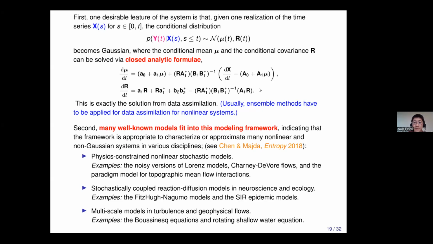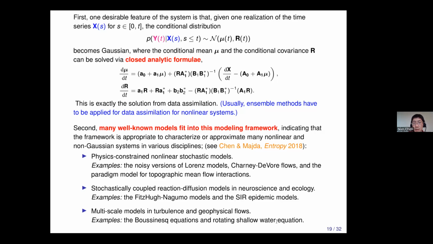So we can avoid all the dirty work we have to do, like tuning the localization, inflating the noise, and many other things. The second reason we build this system is that many well-known models fit into this framework. There are a lot of these physics-constrained nonlinear equations. Different types of Lorenz models belong to this framework. The Charney-DeVore flows belong to this framework. And many of these reaction diffusion equations in neuroscience and ecology also belong to this framework.